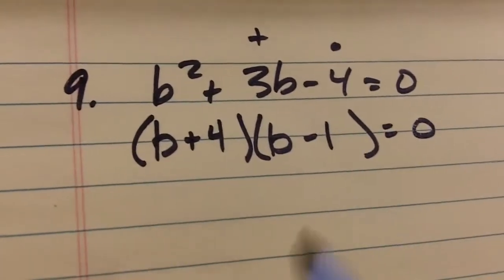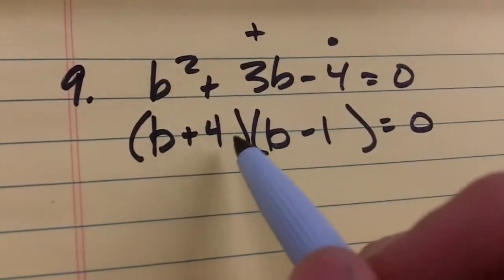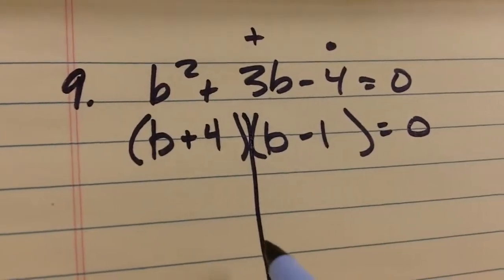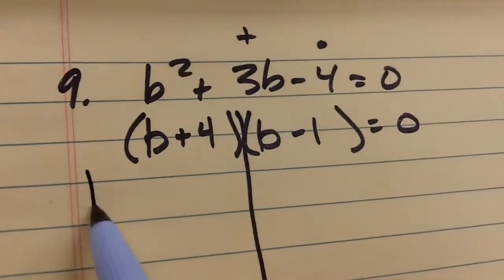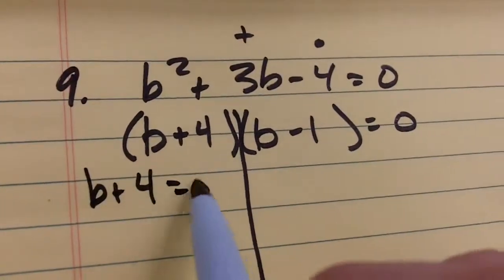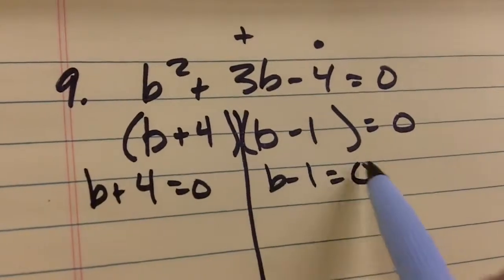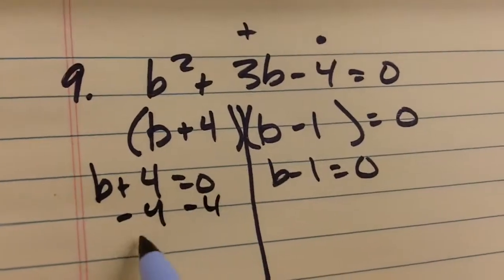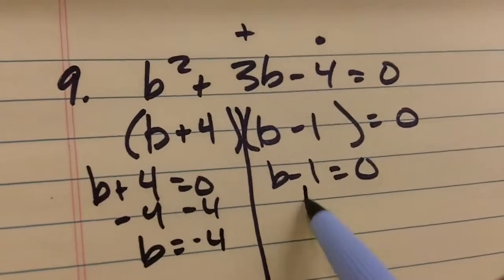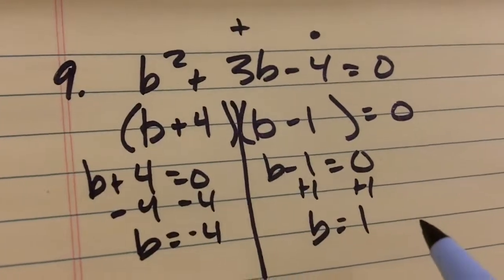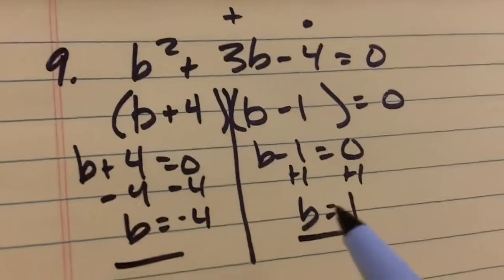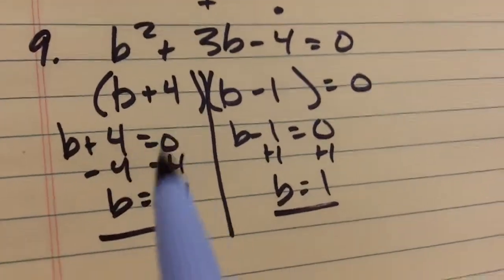We have this factored. We don't have this solved yet because we don't know what b is, so we use the zero product property, and the zero product property says if I have two things that are multiplied together, the answer is 0, I set each one equal to 0. That means b plus 4 equals 0, or b minus 1 equals 0. Solve each one. b equals -4, add 1, b equals +1. Those are your two solutions. Those are the two answers that work in the problem. You can go back and check them if you want to, but they work.